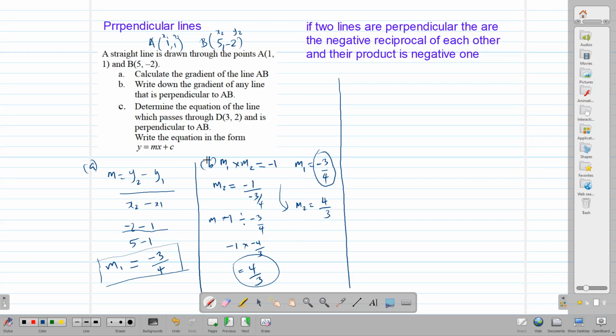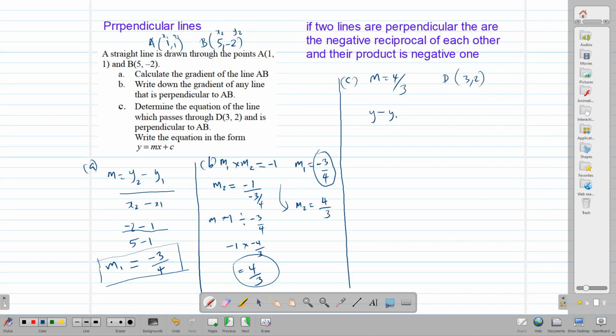We have answered part B, so now we'll need to look at part C. Part C requires us to find the equation of the line that is perpendicular to AB and passes through this point. So we have our new gradient, which is 4 over 3. And we have our point that the line passes through, which is D, which is 3, 2. So we can apply our formula.